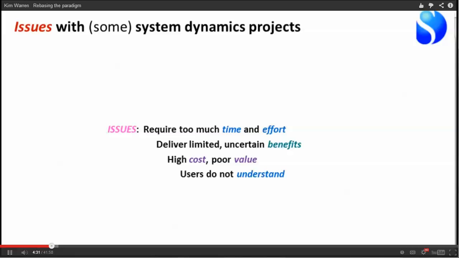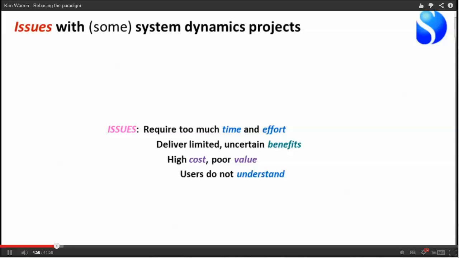As a result, the anxiety here is that this delivers limited and somewhat uncertain benefits. We can't be sure until almost the very end what the actual value is going to be from doing this. So we end up with a process that is very costly and, in the eyes of some of the clients, appears to be poor value.